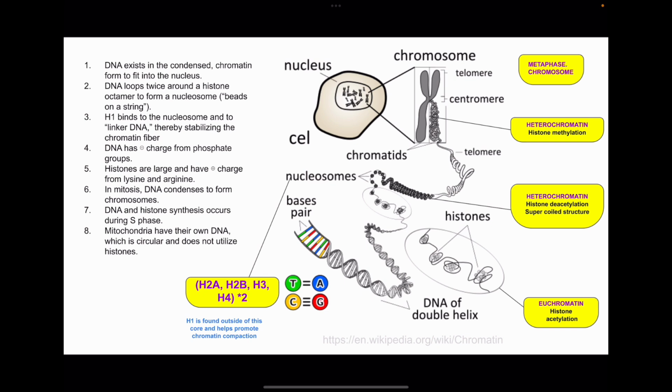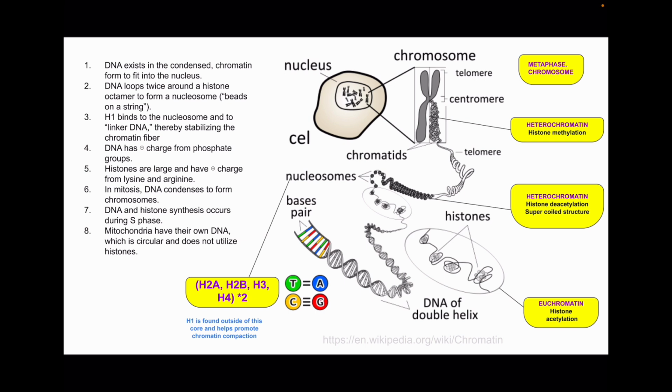Now let's do a review of whatever we've done so far, and we'll look at an image which incorporates all of these terms that we've just come across. So I'll start with number 1. DNA exists in the condensed chromatin form to fit in the nucleus. We can see that in the nucleus. You can see that the DNA is there in a condensed form and it's fitting inside the nucleus.